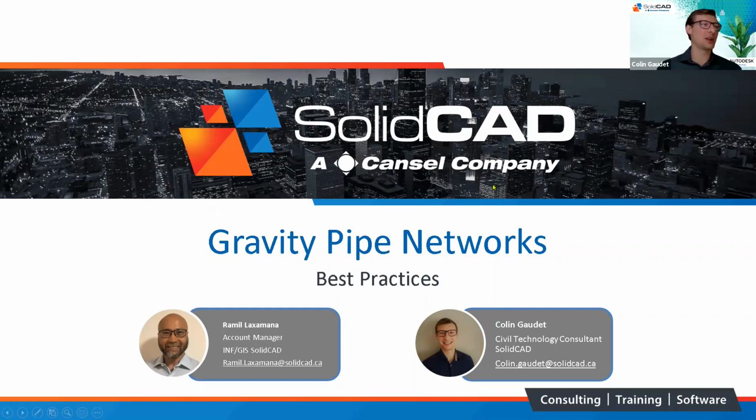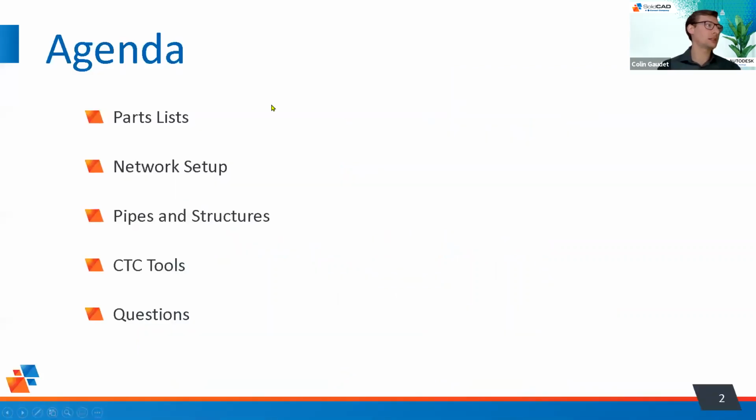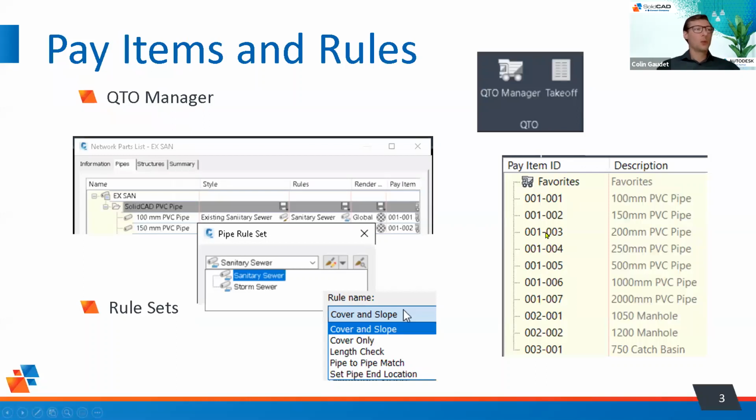So we're going to talk about a number of topics today. Let's start off with parts lists though. When we're talking about creating all of our pipe networks, everything starts with a parts list. There's a lot of different aspects to it with regards to pay items and rules and styles. We're going to start with the one that I see people use the least, which is pay items.